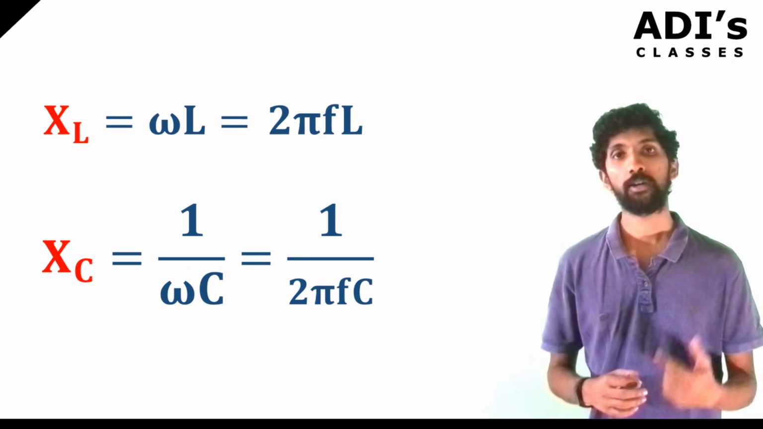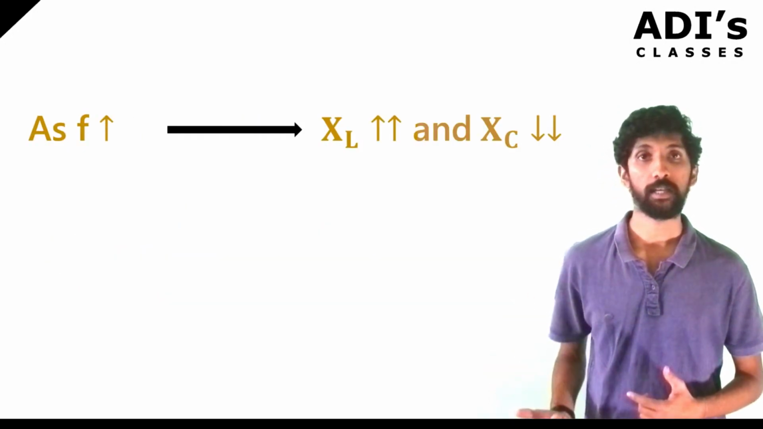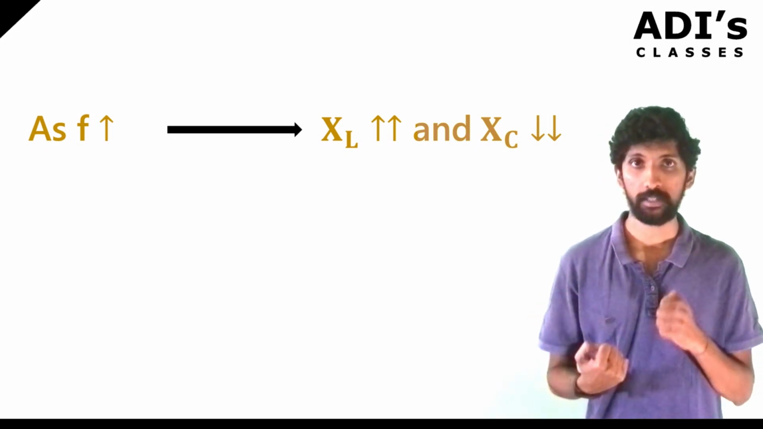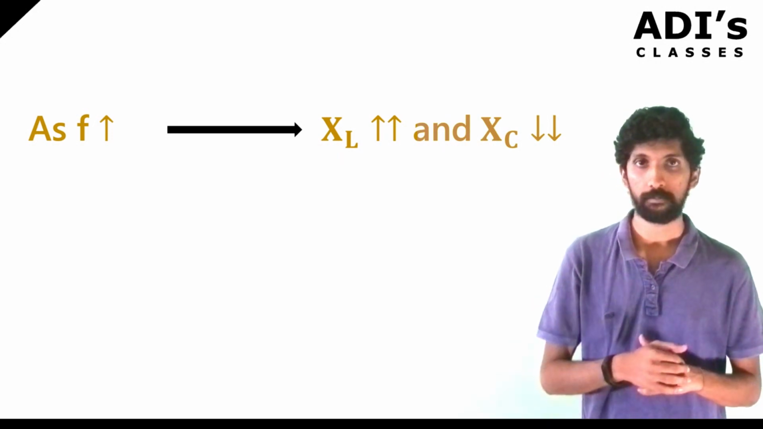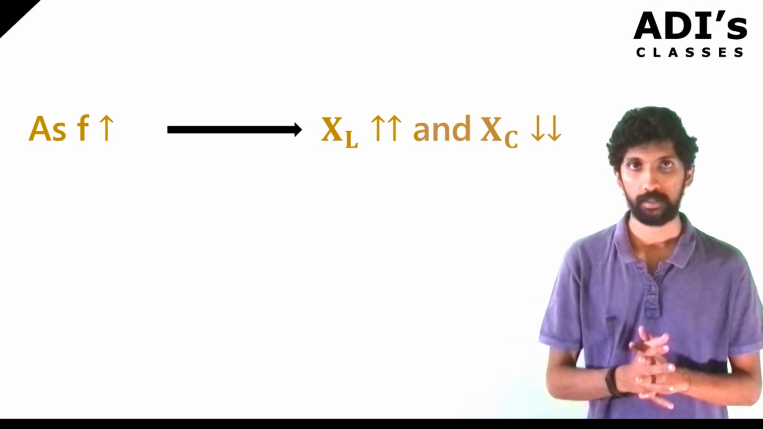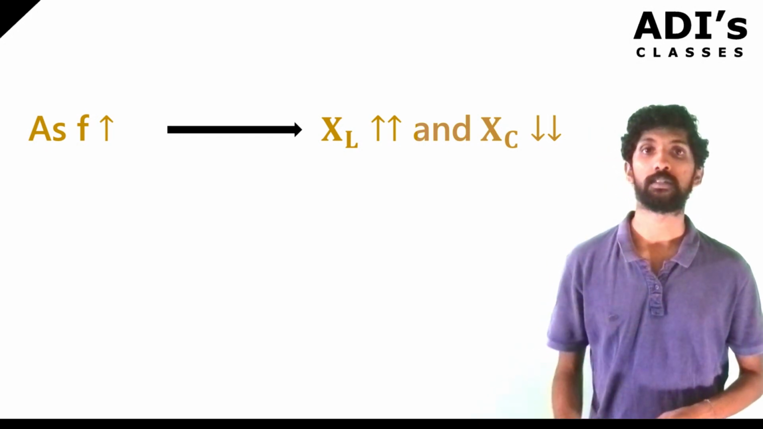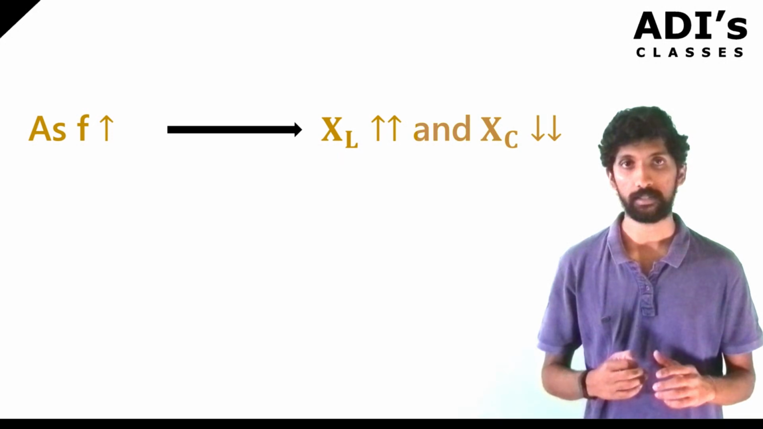Now as the value of F is increasing, XL value will keep on increasing, correct? And XC will keep on decreasing. So one is increasing, the other keeps on decreasing. The resistance is not going to matter, right? Now from 1000 hertz, again I increase to, let's say, 10,000 hertz. So still XL will keep on increasing, XC will decrease.